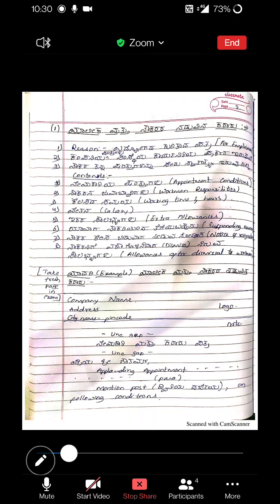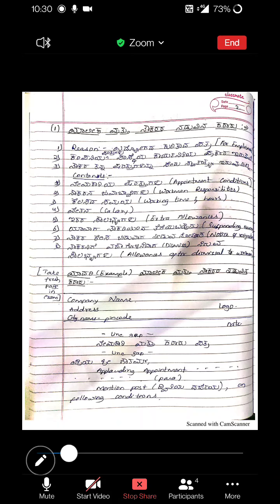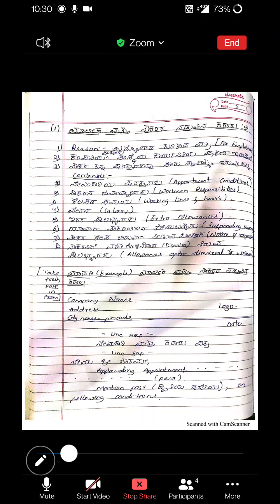First is ಮಾಲೀಕ ಮತ್ತು ನೌಕರರ ನಡುವಿನ ಕರಾರು ಪತ್ರ, the agreement letter between employer and employee. See, example letters are given in the textbook itself. I don't know if you have to write that example itself or you can write your own example. What is the reason behind writing this letter?